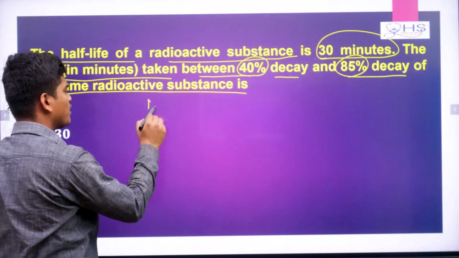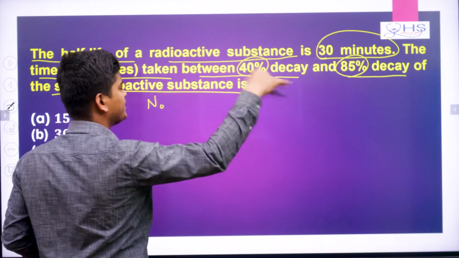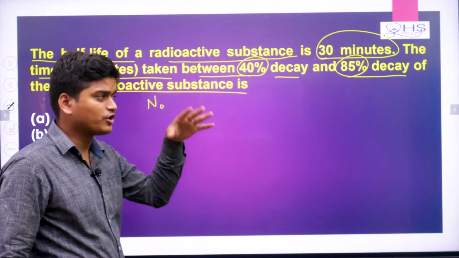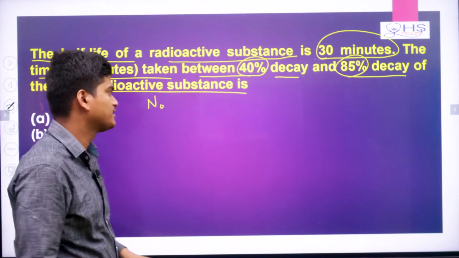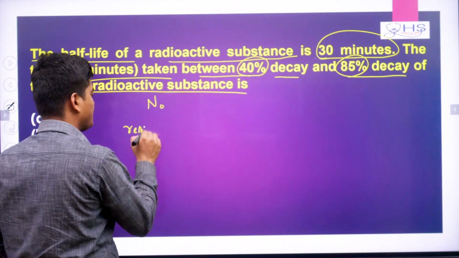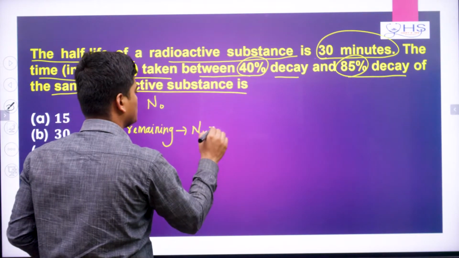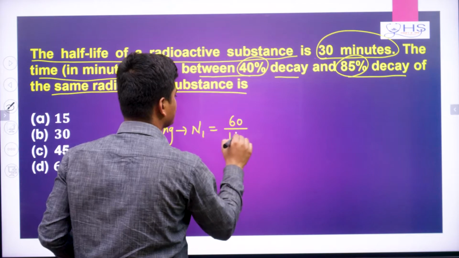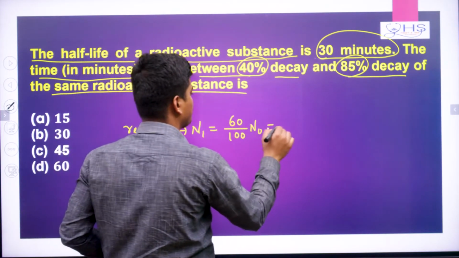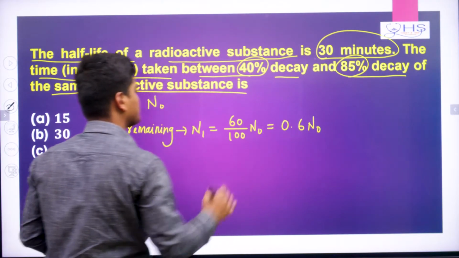Now they are telling that initially you have N naught particles. After some time, 40% decay is happening, which means 40% of nuclei is getting disintegrated. If 40% is getting disintegrated, then the remaining nuclei, I can write that as N1, is 60%, which means 60 by 100 of the initial value. Okay, if 40% decays, then 60% will remain. So it is coming to 0.6 N naught.